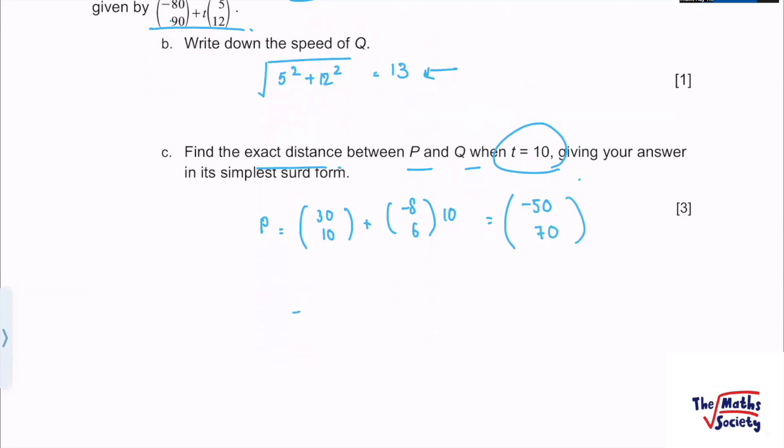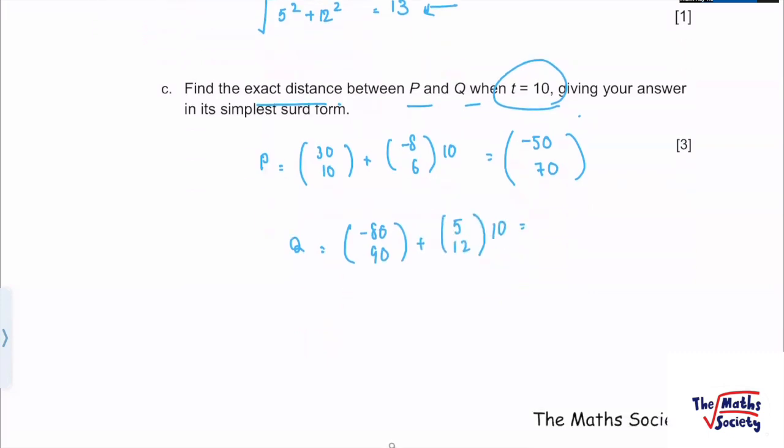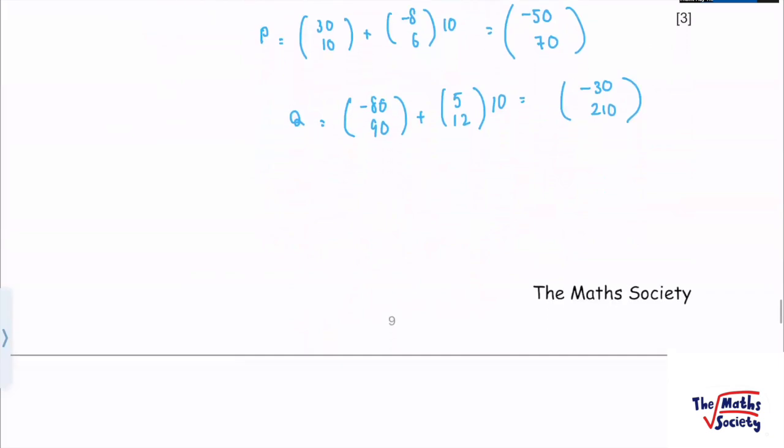And then we want to know Q. Q was minus 80, 90, and then plus 5, 12. And then you had t as 10. So that's minus 80 plus 50. So that's minus 30. I get 90 plus 120. So that's 210.